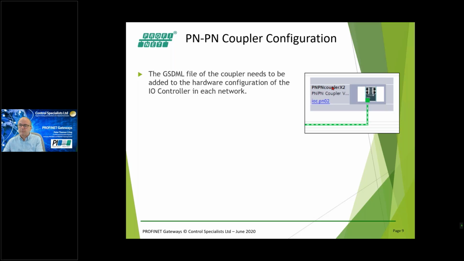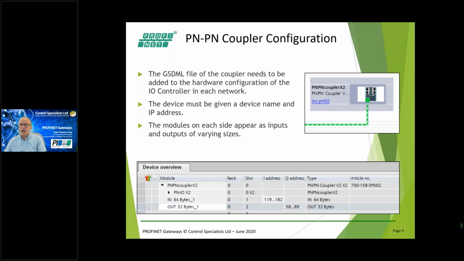So when we drag it into the IO configuration, then again, this is being repeated on the other network as well. We have to give it a name and an IP address. They're completely separate on either side. And then we have to configure modules.